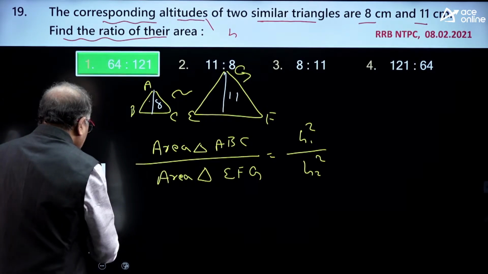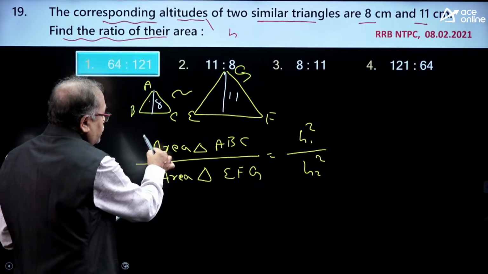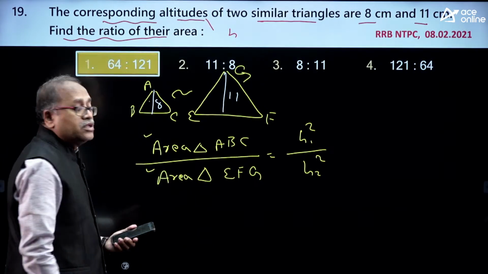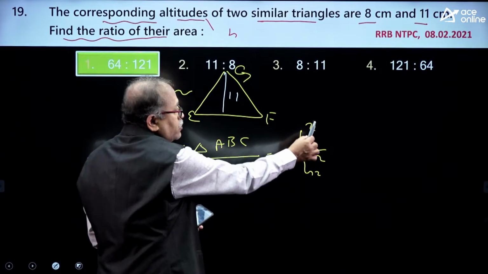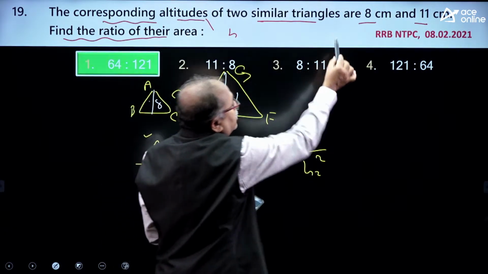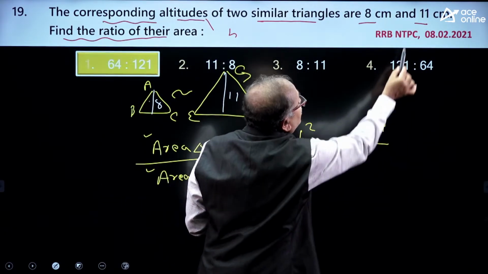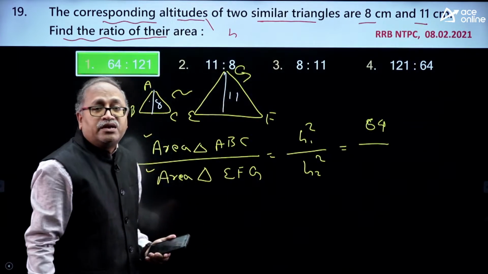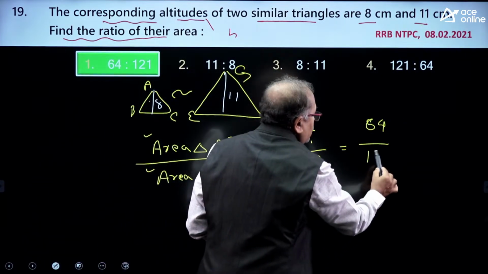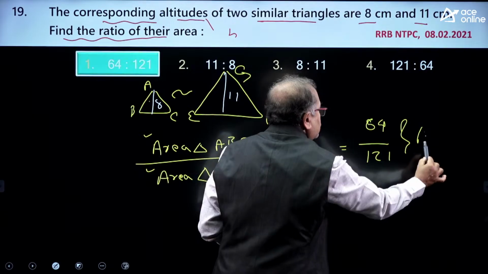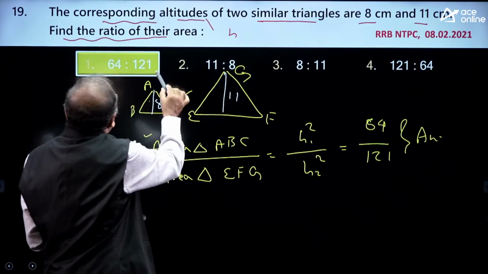That's 64:121. So here I need the area of this triangle by this triangle, which is H1 square by H2 square. H1 is given to us as 8, 8 square is 64, and H2 is given to us as 11, and 11 square is 121. This is my answer. That's option choice 1.